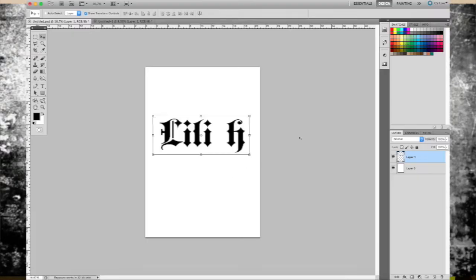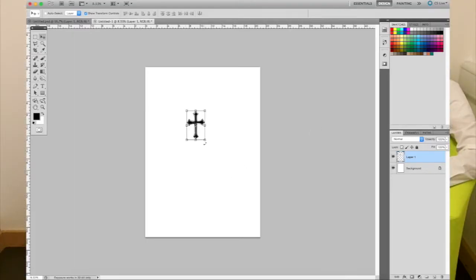Our title, Lilith, used a good font, and the T was changed from a T to a cross. This would portray the religious elements of the film along with the supernatural and psychological subgenres.